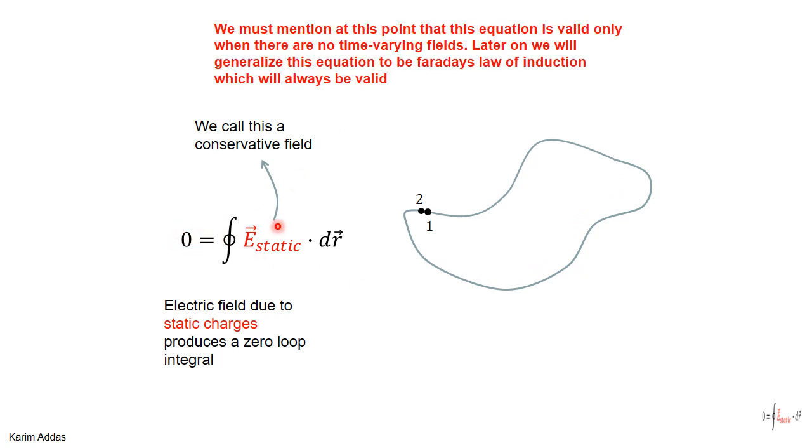So we're going to modify this equation. It is not always correct. It's only correct when there are no time varying fields. Later on, we're going to generalize this equation and include another kind of electric field, the non-conservative field, and we'll see what the left-hand side will change to in that case. But for now, we're talking about static charges only. We don't have any time-varying fields, and so if you integrate the electric field over any closed loop, you get 0. This is the origin of Kirchhoff's loop law.